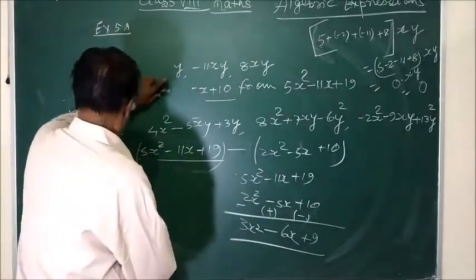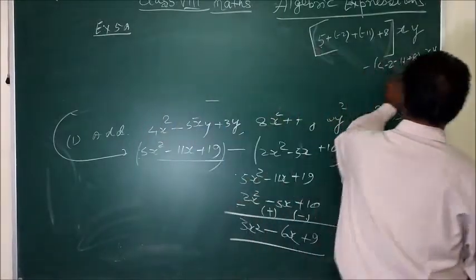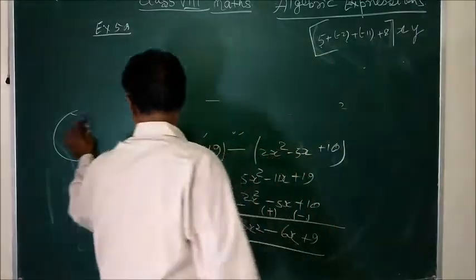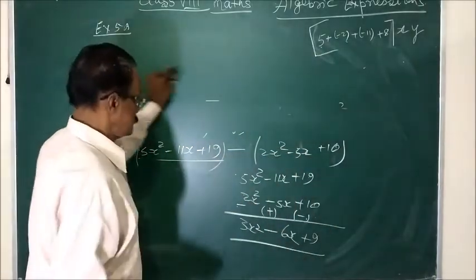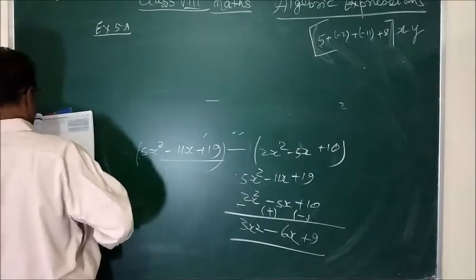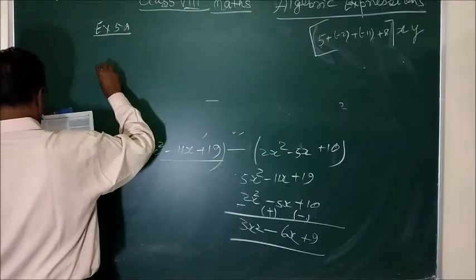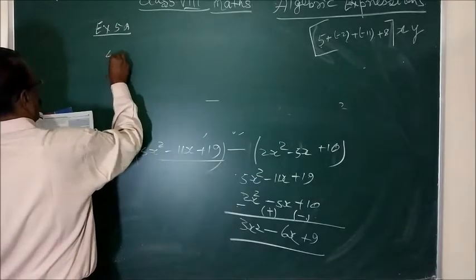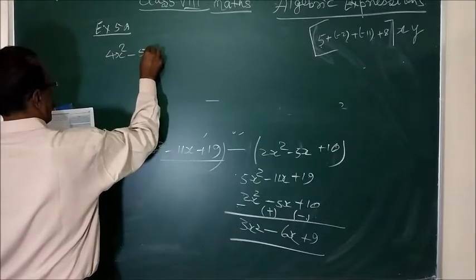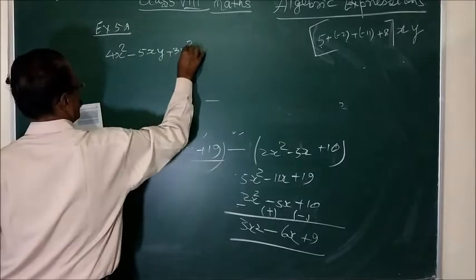Now you see the sum. How will you add these three algebraic expressions? So now you see the addition of this question. Now I will write this question. You have to add 4x squared minus 5xy plus 3y squared.